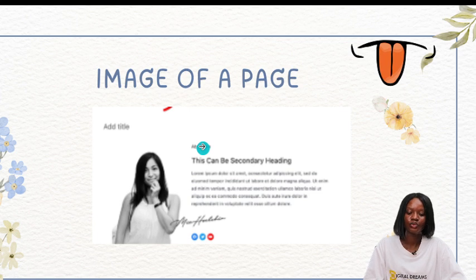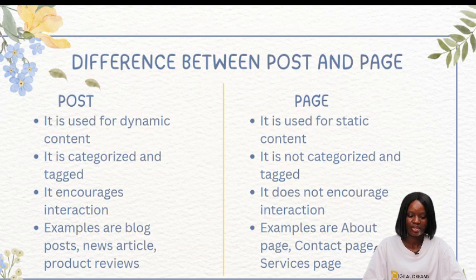So now, the difference between post and page. So posts, as we said, are used for dynamic content. They can be categorized and they can be tagged, like you can group your posts. Then it also encourages interaction, as we saw in the image. It had comments, so you could encourage the visitors on your site to interact with you. They could write some things under your posts. Examples are blog posts, news articles, product reviews.